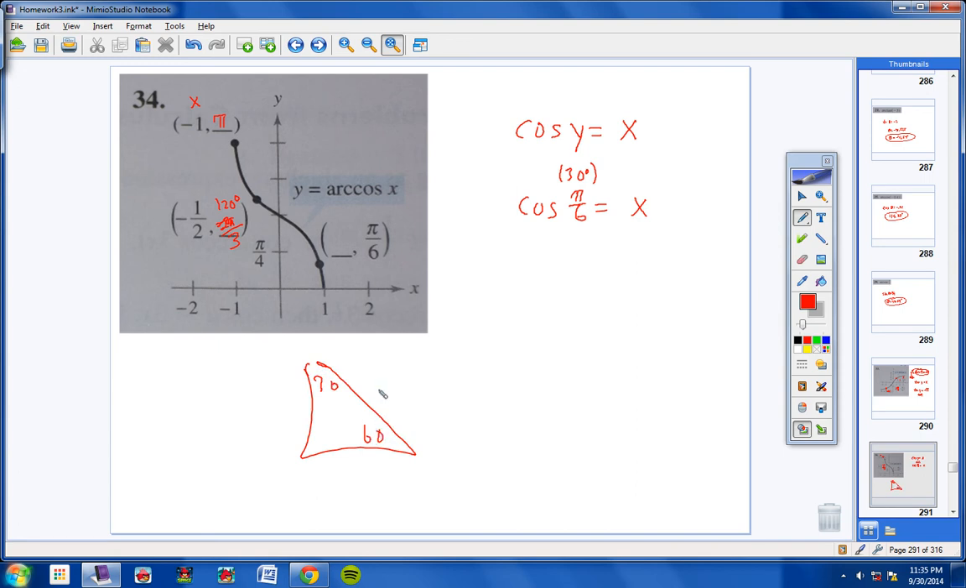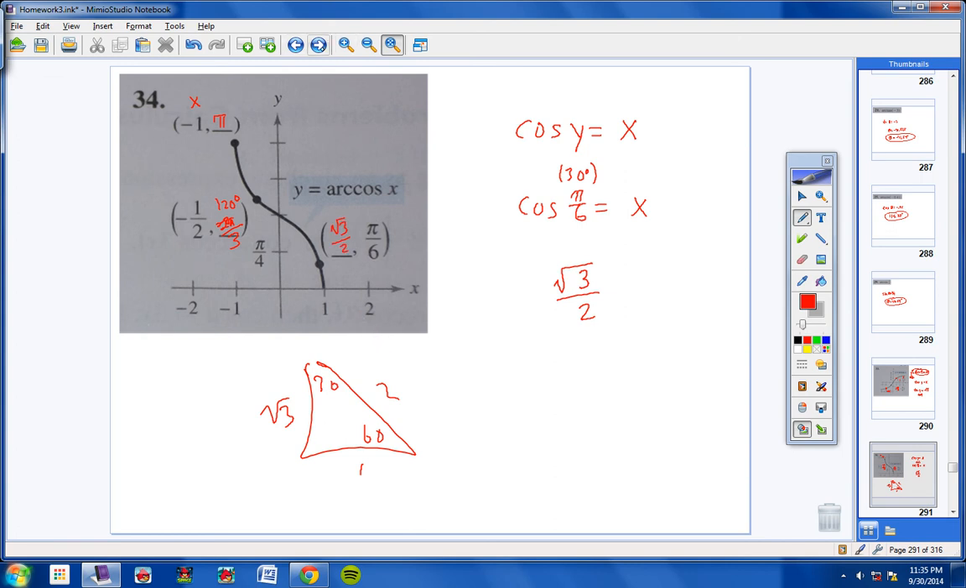30, 60, 2, 1, square root of 3. The cosine of 30 would be adjacent over hypotenuse. So square root of 3 over 2. Just like that. Boom, we're done. So the cosine of 30 degrees is square root of 3 over 2. So that's what you would put right here. Square root of 3 over 2. Pretty cool.